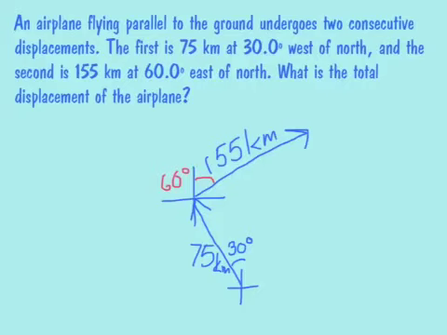So my resultant vector starts out at the very beginning of that 75 kilometer vector and goes to the end of my 155 kilometer vector. This is my total displacement vector. Now we have to solve for this. So I've taken care of step 1, drawing the diagram. The next thing, step 2, is to split each vector into its x and y components.